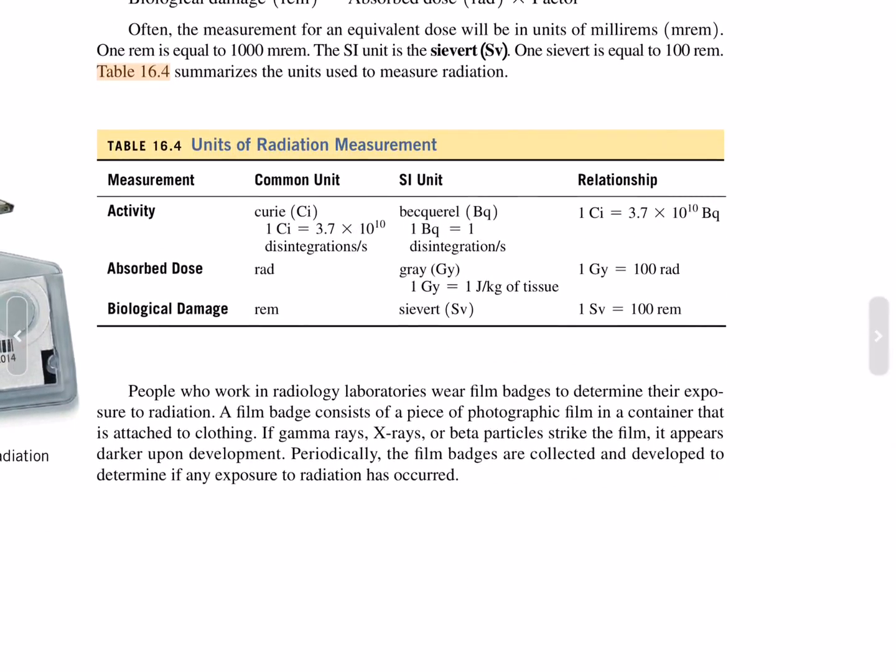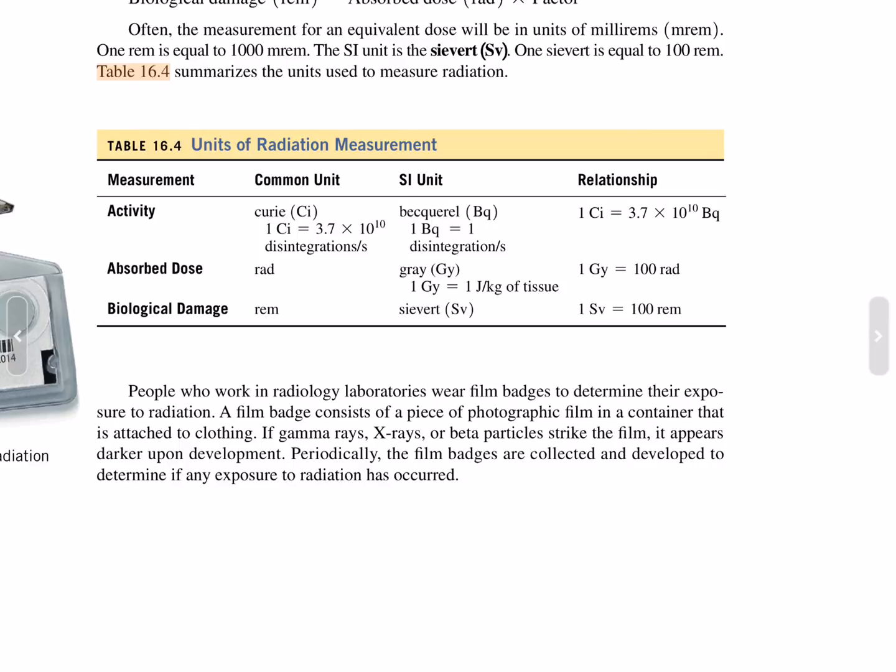Often, the measurement for an equivalent dose will be in units of millirems. 1 rem is equal to 1,000 millirems. The SI unit is the sievert. 1 sievert is equal to 100 rems. Table 6.4 summarizes the units used to measure radiation.